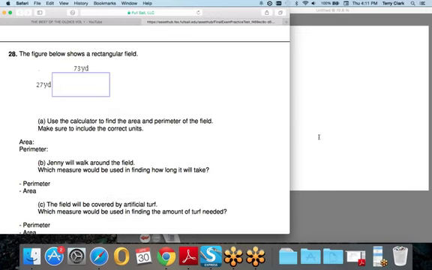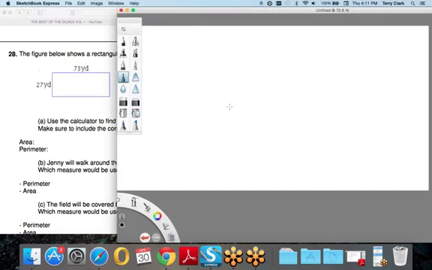Okay, so to figure that out, you can do that one of two ways. You can add up all four sides, or you can use the perimeter formula, which is going to be 2L plus 2W. Okay, so that's going to give us this, 2 times 73.